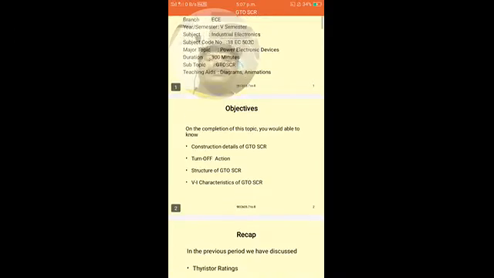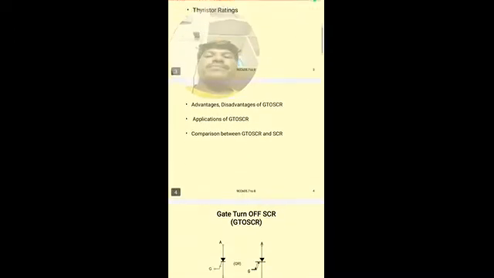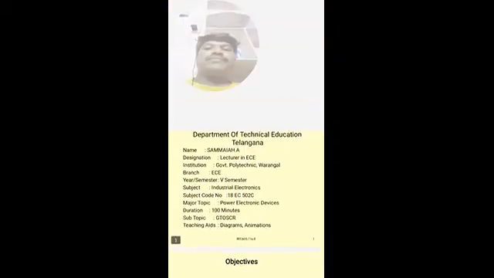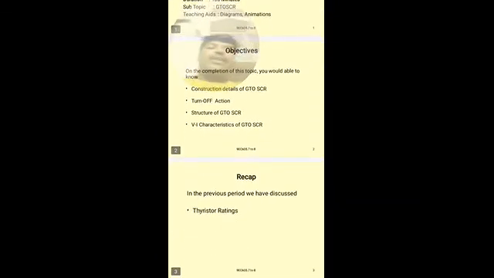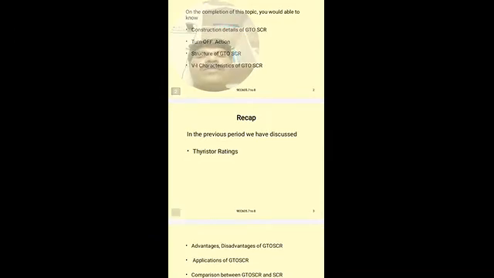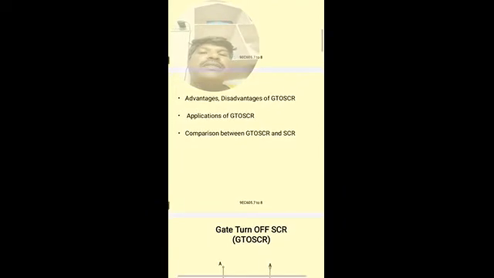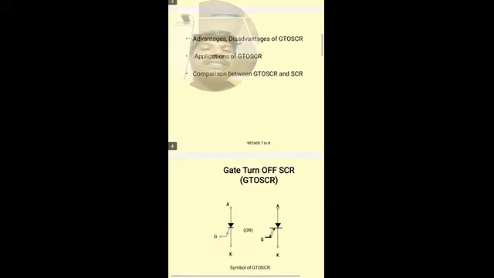Before that, we will study the GTO SCR, gate turn off SCR. After the completion of this, we will be able to know the constructional details of GTO SCR, turn off action, structure of GTO SCR, and the VI characteristics of GTO SCR. Advantages, disadvantages of GTO SCR, applications, and comparison between GTO SCR and SCR.